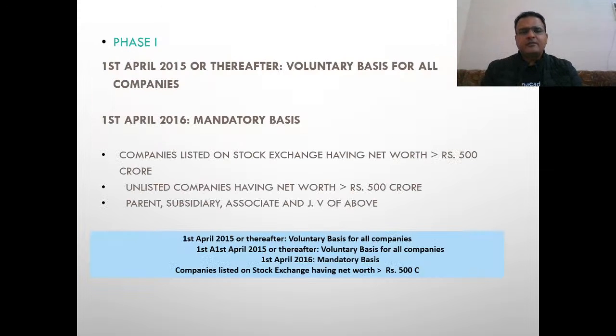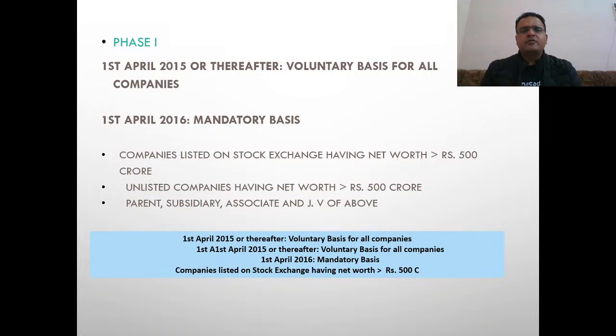So when I talk about 1st April or thereafter, voluntary basis for all companies, this was voluntary. Mandatory was beginning financial year 1st April 16. So all the companies listed on stock exchange having a net worth of more than 500 crore, all the unlisted entities having a net worth of more than 500 crores, all in all we can say that any entity having a net worth of more than 500 crore was required to move to Ind AS in phase 1.